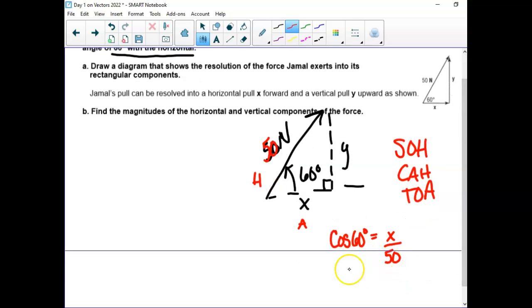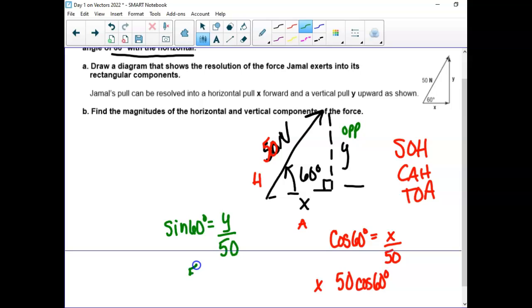And then I would need to multiply. So I'd end up with 50 times the cosine of 60 degrees to find my x component. To find my y component, this is opposite. So I could say the sine of 60 degrees equals opposite over hypotenuse. And then I would need to multiply 50 times the sine of 60 degrees.